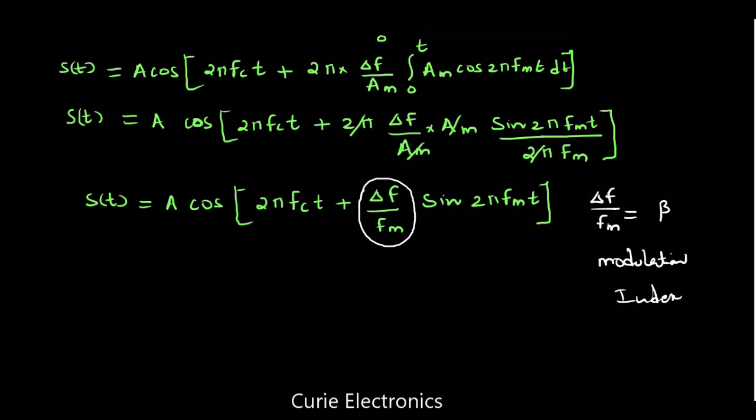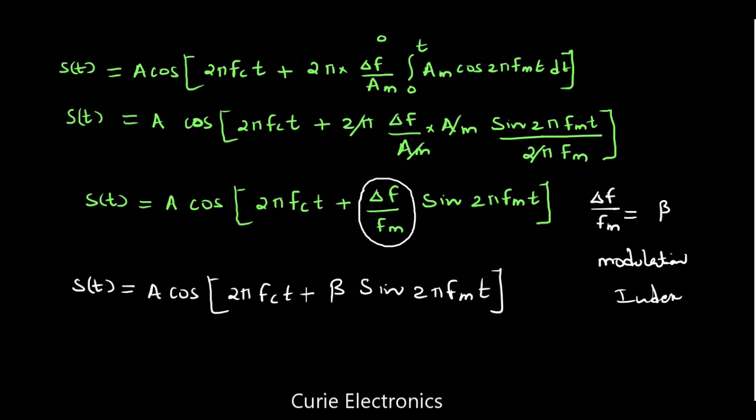Okay, so now we are going to write the final equation of the FM wave. A cos (2 pi f_c t plus beta, the modulation index, times sine 2 pi f_m t). So this is the final equation for the FM modulated wave. Let me mark it.